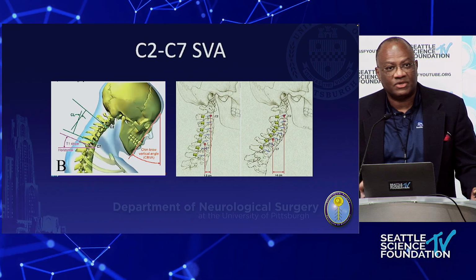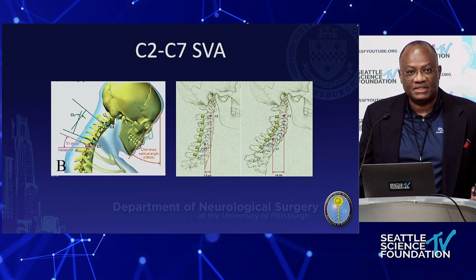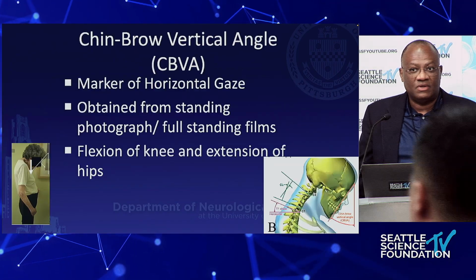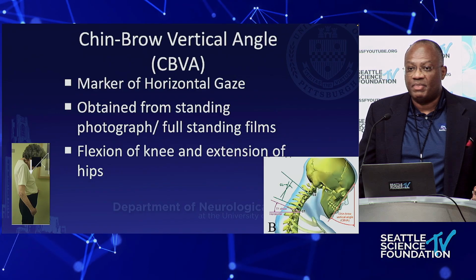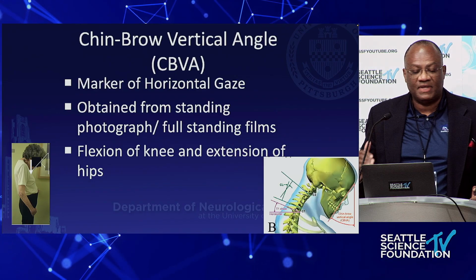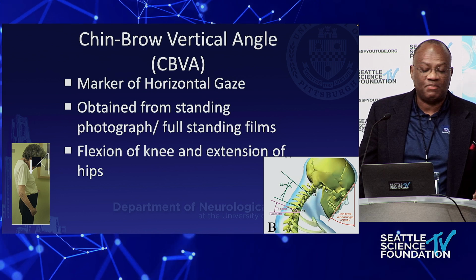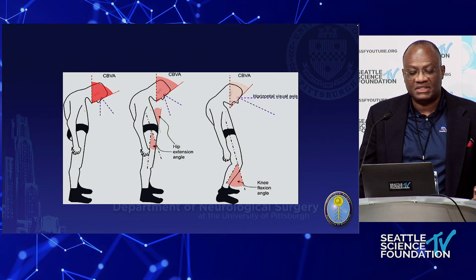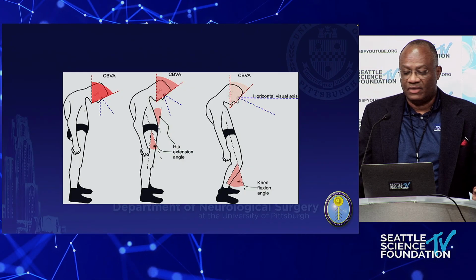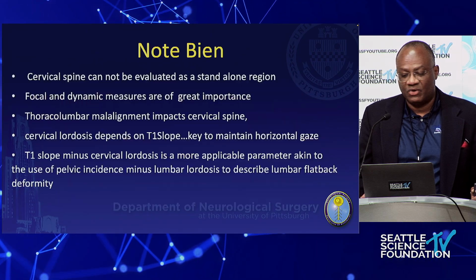Tomorrow, Dr. Jens Chapman is going to go into more detail about SVA and its implications, et cetera, in the cervical spine. One of the things that we are also very concerned about these days is the chin-brow vertical angle, how people perceive things. And this also translates to the cervical thoracic junction in terms of pain and disability, right? How they stand, how they flex their extremities to maintain a lordosis, and also horizontal gaze, right? We're all doing this for horizontal gaze.